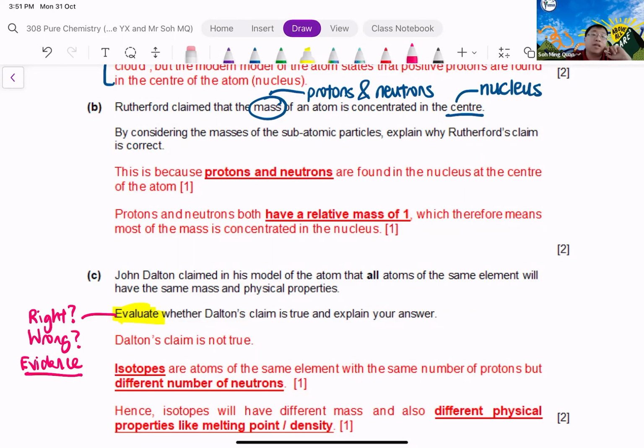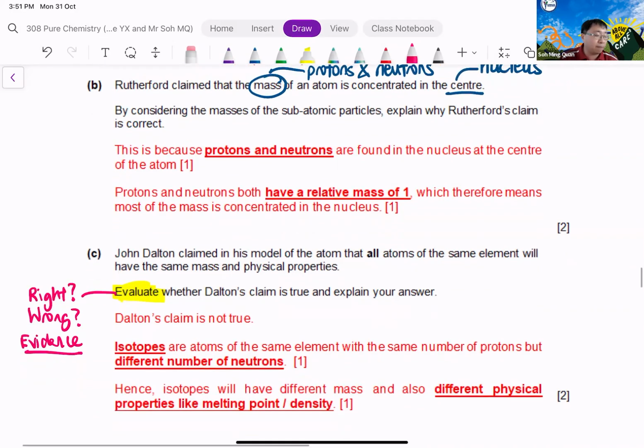So obviously, John Dalton claimed that all atoms of the same element have the same mass and physical properties. I'm sure you know by now this is not true, right? Why is it not true? Because you have learned that there are atoms of the same element with different number of neutrons, isotopes, right? So this question is asking you about isotopes. Obviously, isotopes having different number of neutrons will ultimately have different mass and also different physical properties like different melting point, different densities, all right?